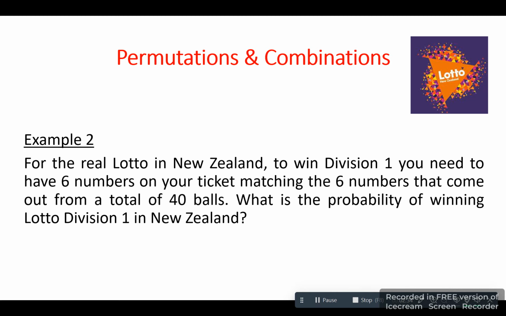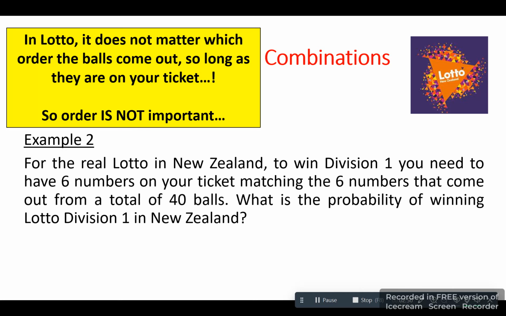Alright, well, let's get back to real lotto. To win Division 1, you need to have 6 numbers on your ticket, matching the 6 numbers that come out of a barrel from a total of 40 balls in the barrel. So what's the probability of winning Division 1 lotto in New Zealand?